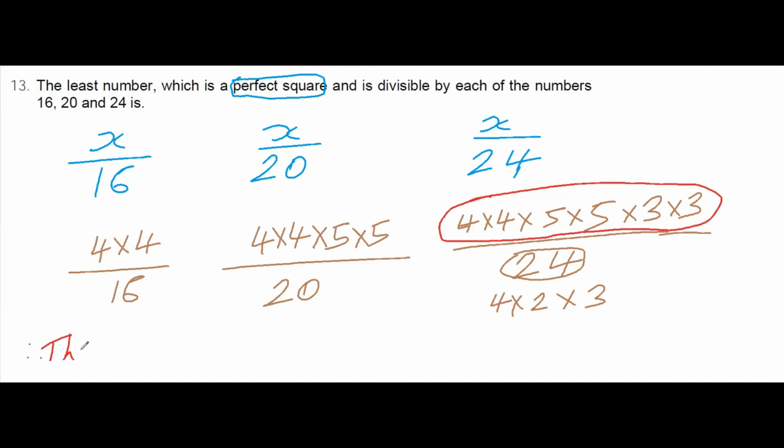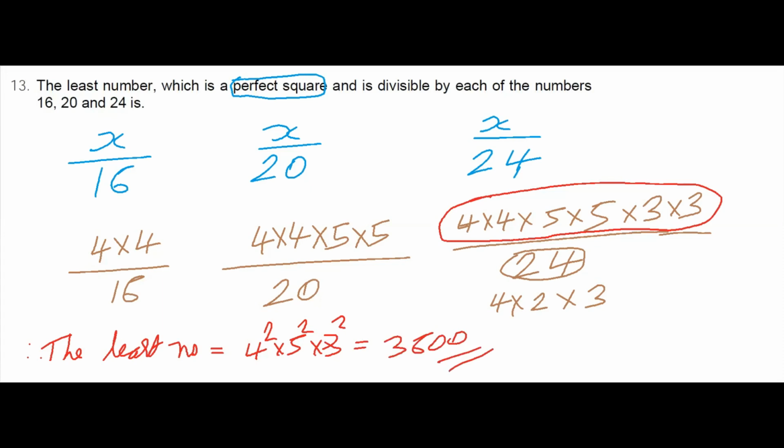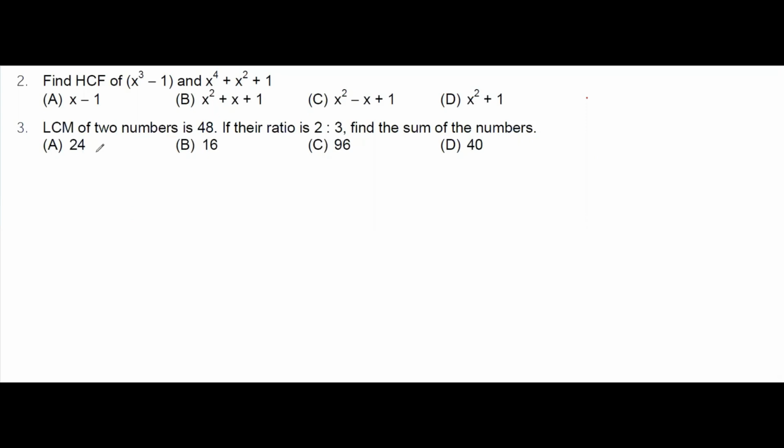Therefore, the least number, or the required number, is what? 4 square into 5 square into 3 square. That comes out to be 60 square. That is 3600. So this is your answer. Understood? So let's solve question number 2.